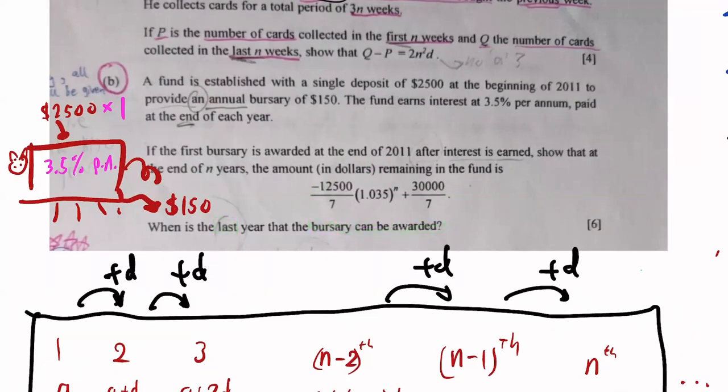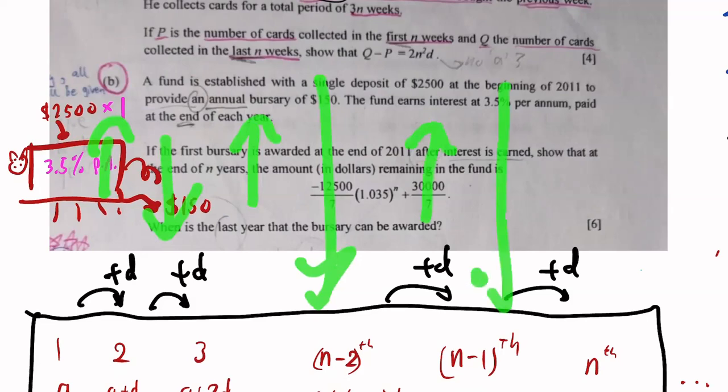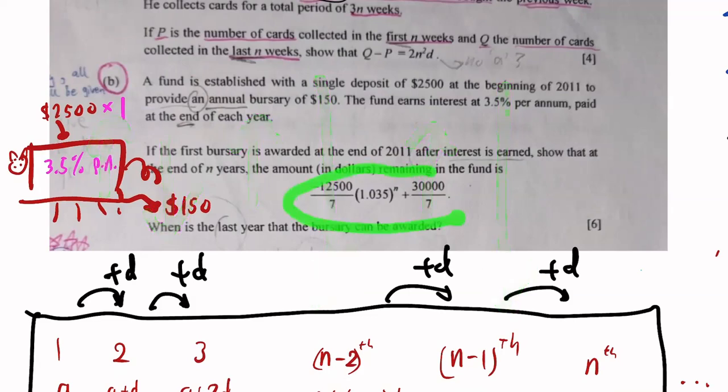What this means is that this $2,500, you gain interest and then minus 150, gain interest and then minus 150, gain interest and then minus 150. There will be a net loss of money that follows this expression here. Eventually, the piggy bank will run dry, no more money.